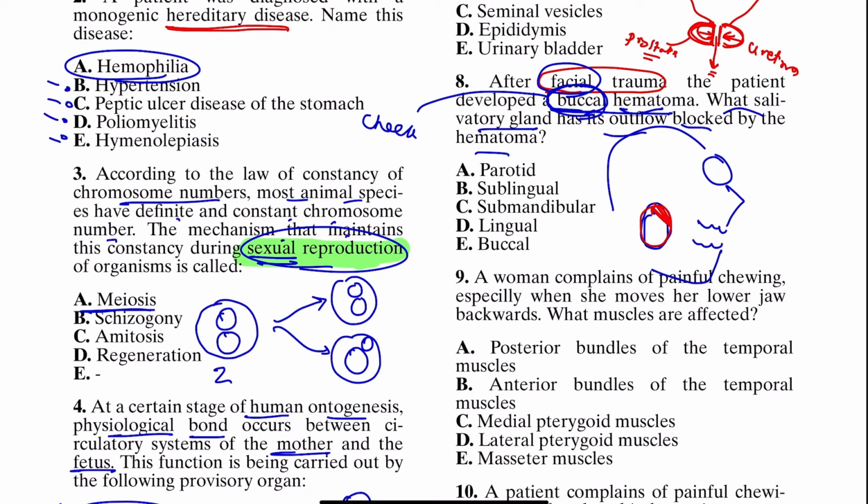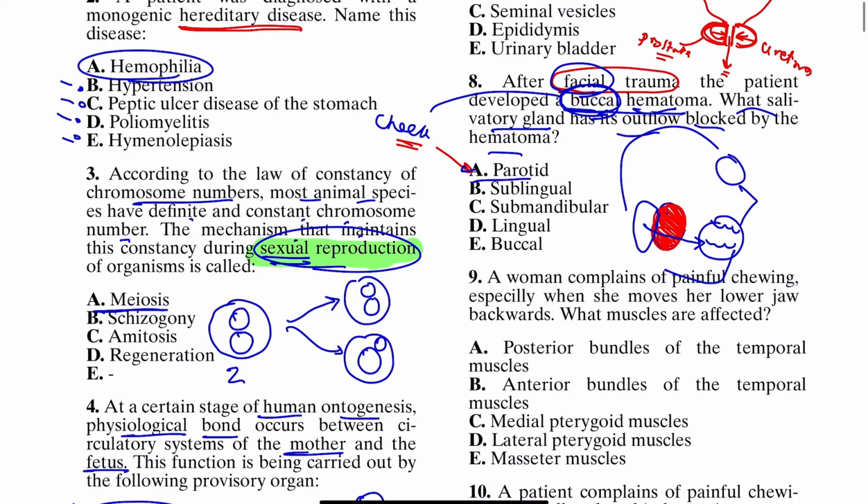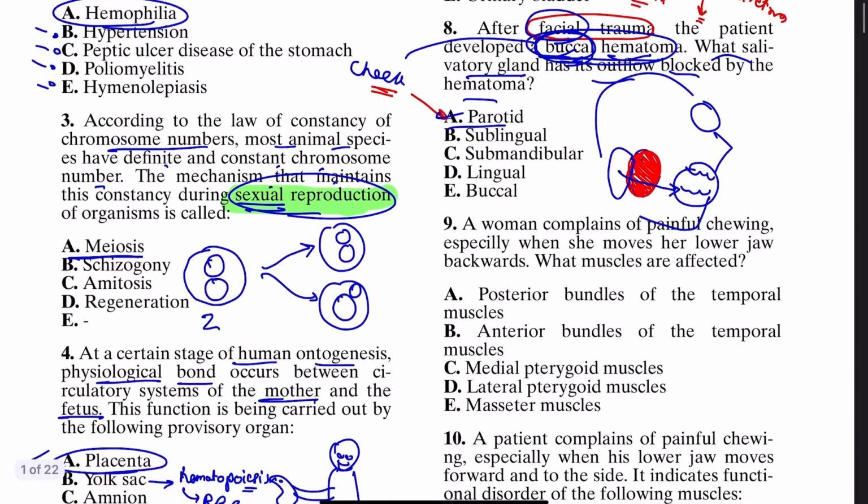So here we have a collection of blood in a cavity, in a closed space. So here is the location of the parotid salivary gland. So the hematoma happened here. This gland called parotid cannot release its secretions into the oral cavity. Okay, so it will be blocked, parotid, because of the buccal hematoma.